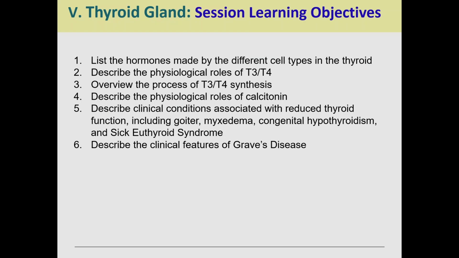So our next gland is going to be the thyroid gland. And so we're going to talk about a few different things with the thyroid. We're going to talk about the different types of cells in the thyroid and what they produce. We'll talk about T3 and T4 and their roles and how those are made. We'll talk about calcitonin and what calcitonin's role is. And then we'll get into some different disorders that can occur with the thyroid, including underproduction, overproduction of hormones, so on and so forth, and talk about what those kind of lead to clinically.